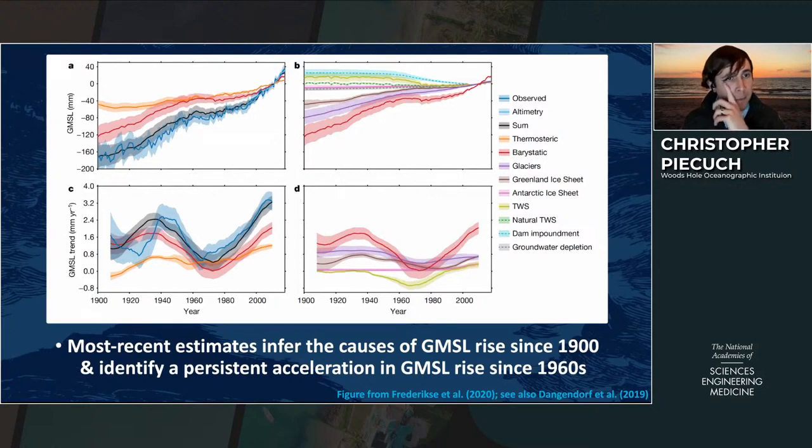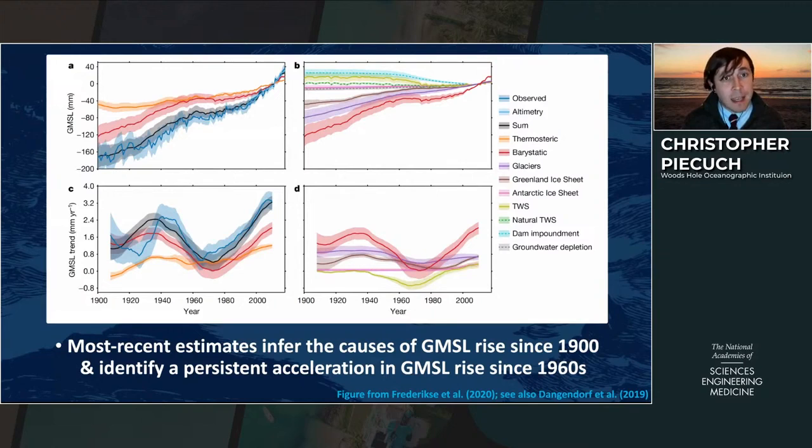There's a lot going on here, but let's look at panel A, for example. A couple of different curves here. The blue curve in panel A is Frederikse et al.'s estimate of 20th century sea level change on an annual basis. The black curve is essentially the sum of all the causes. Remember the thermosteric and barystatic contributions that Ben mentioned. Those individual barystatic and thermosteric effects are given in red and orange here. So again, the point is that not only can we diagnose these changes, we can also diagnose the causes.